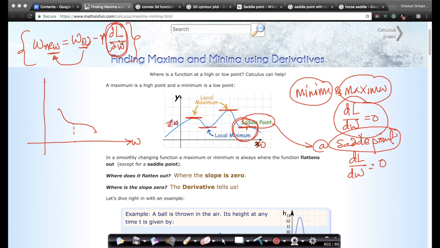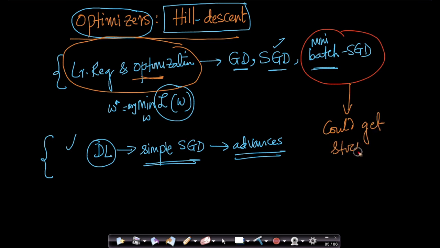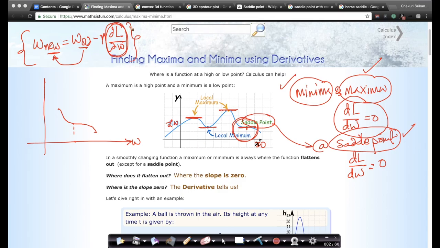And the derivative could become 0 at minima, at maxima, or even at a saddle point. So sometimes your simple stochastic gradient descent or mini batch stochastic gradient descent could get stuck at a saddle point. Because what happens at a saddle point? At a saddle point, this derivative becomes 0, which means your W old becomes W new, which means there is no change. And when it doesn't change, you say, yes, I have converged. But instead of converging to a local minima or local maxima, you could have converged to a saddle point.